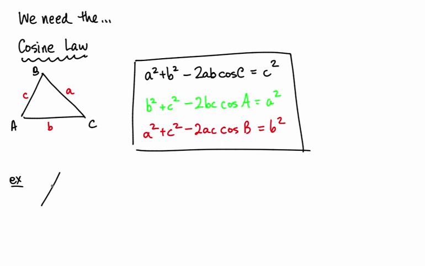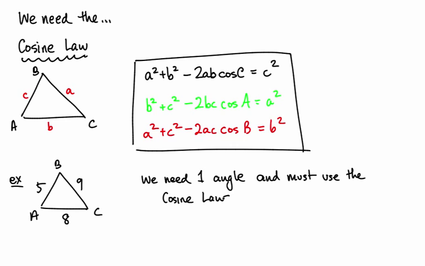So, for example, if I have a triangle A, B, and C, and I know all the sides, 5, 9, and 8, we can start to solve this. Solving means finding all the angles and all the sides. All the sides are already there, so what we really need to do is just find one angle to get us started, and we can use the cosine law to find that. So let's try and get angle A here. Now, of our formulas up here, the one that includes angle A is this one.